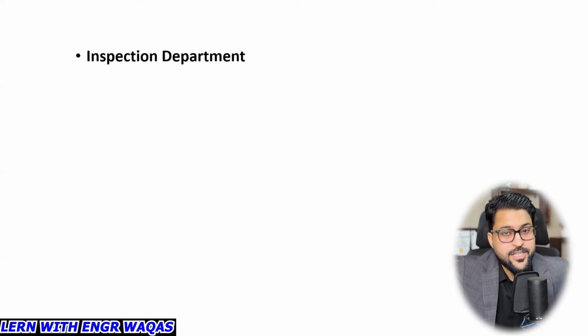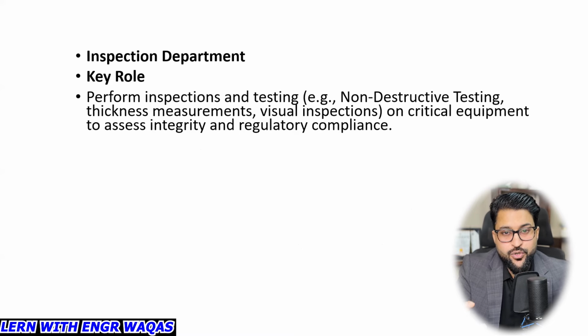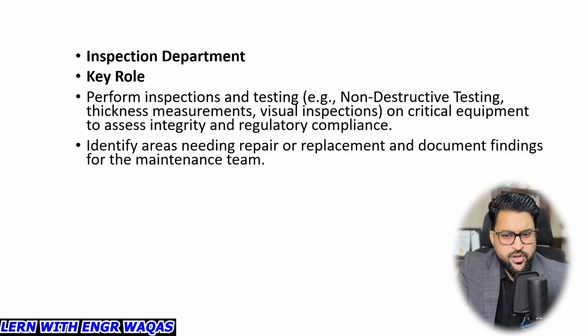So next, the inspection department. They are going to make sure that the equipment is ready to inspect. If it is expired, you need to repair it. So they perform inspection and testing, NDT and many other testing, UV, ultraviolet and all that. Identify areas needing repair.